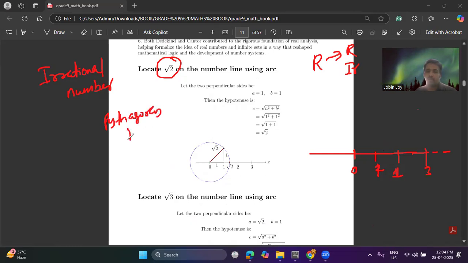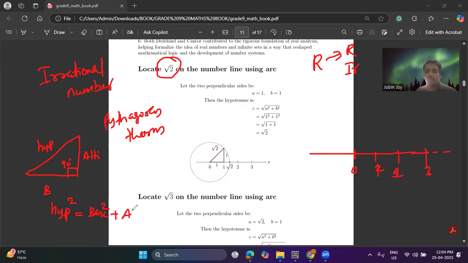Pythagoras theorem. If we have a right angle triangle like this, where this angle is a right angle, that means 90 degrees, the side opposite to this right angle is called the hypotenuse, and this is called the base, and this is called the altitude. So there is a relation, the Pythagoras theorem: hypotenuse square equals base square plus altitude square. We will apply the same idea on this number line.